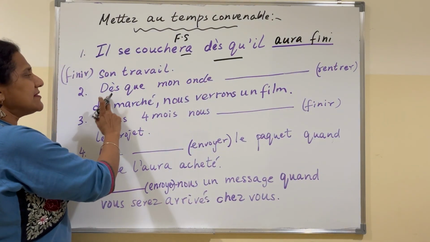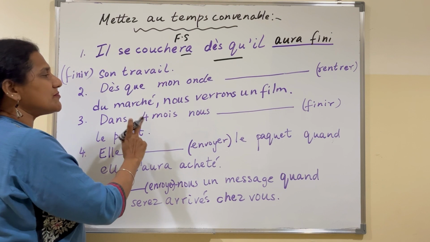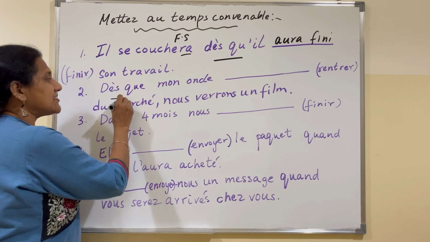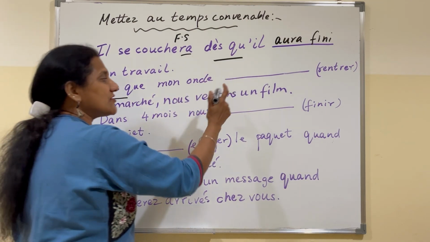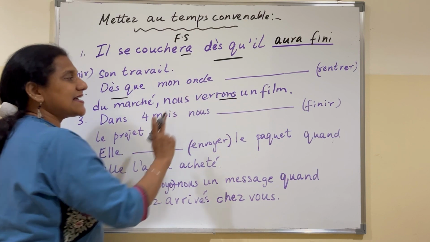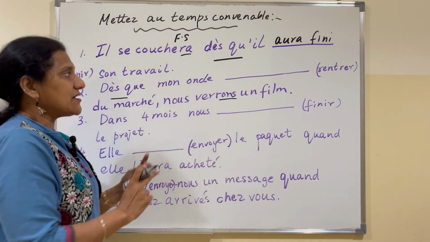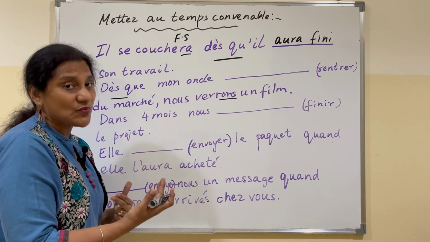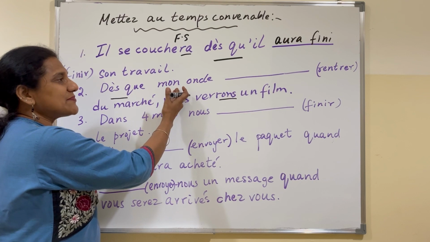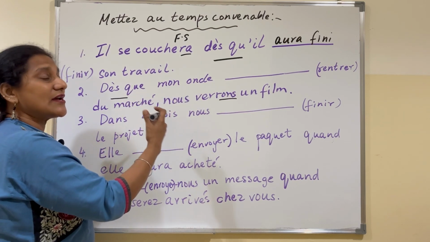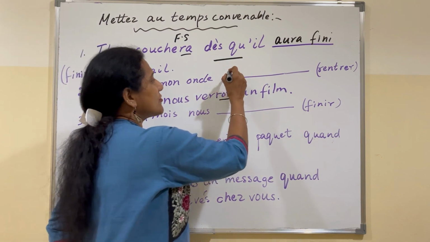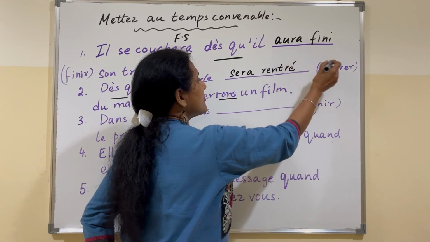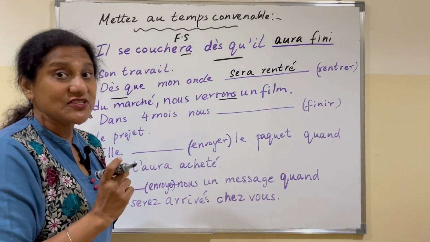The second example, dès que mon oncle rentre du marché, nous verrons un film. So as soon as, this is my indicator. So it tells me that one action we have to check the given tense. Given tense is in futur simple. So this tells me that is a conjunction of time. Two actions will take place in sequence, one after the other. So as soon as my uncle returns from the market, we are going to watch a film. So this is also going to be sera rentrer. Why is it sera rentrer? Because rentrer is a verb that takes être as auxiliary.